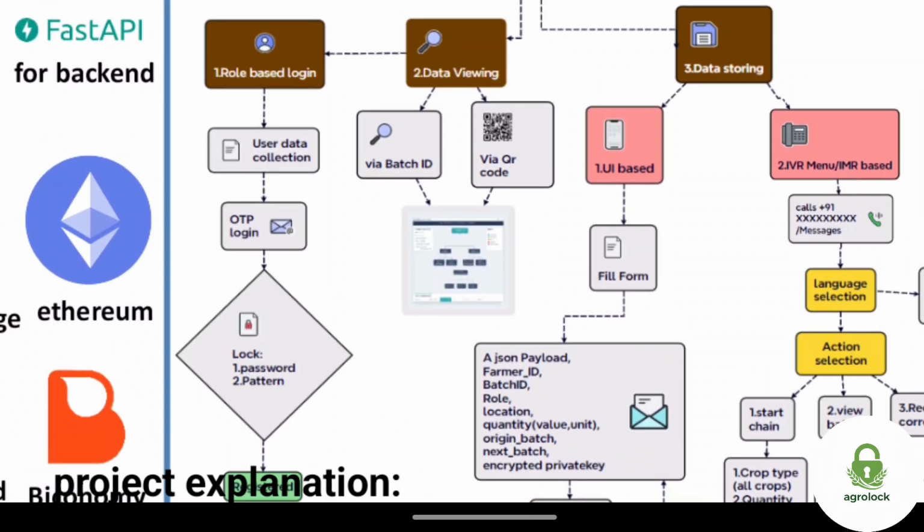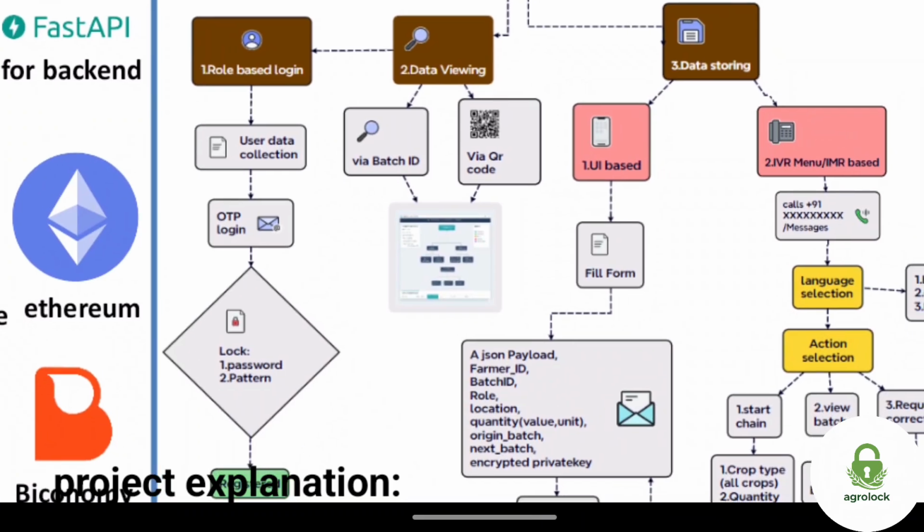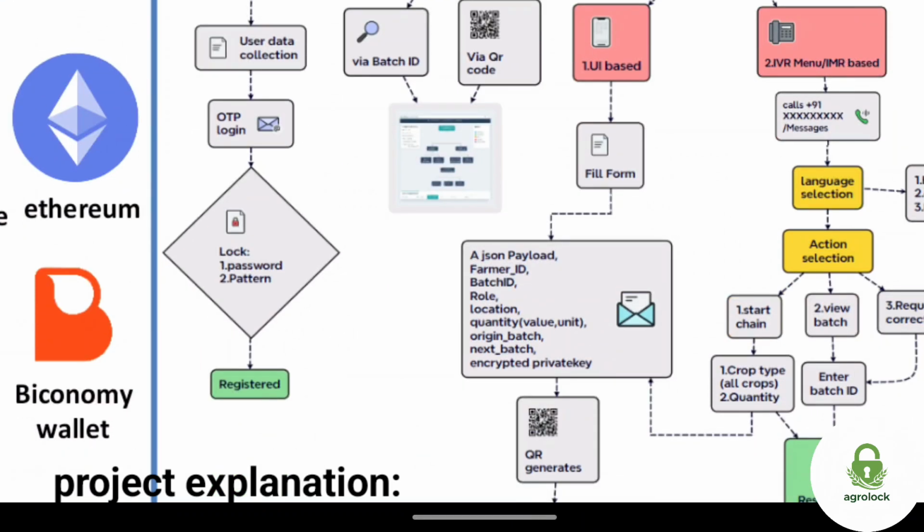Later the data can be viewed by entering the batch ID or scanning the QR code. In the data storing phase, there are two modes, UI based and IVR menu, as we already know. In the UI based mode, the farmer fills the form. The filled form will be transferred in a JSON payload.